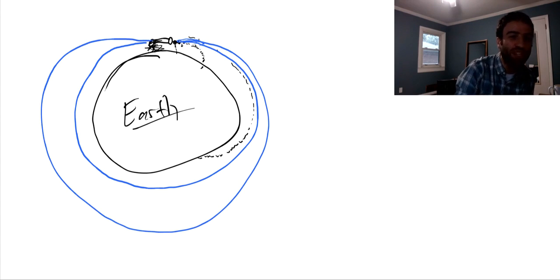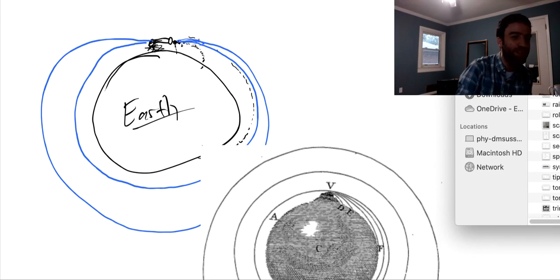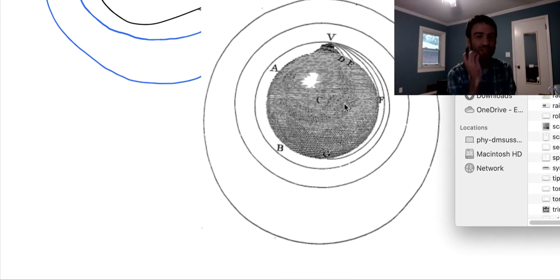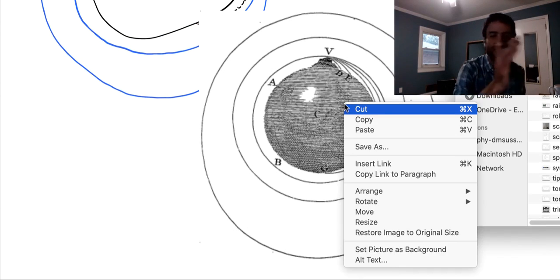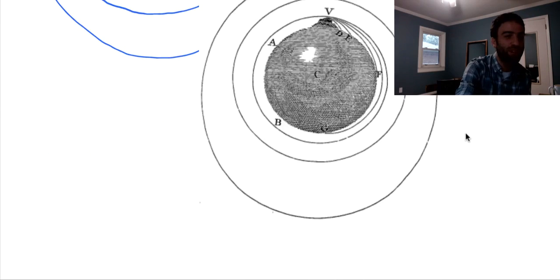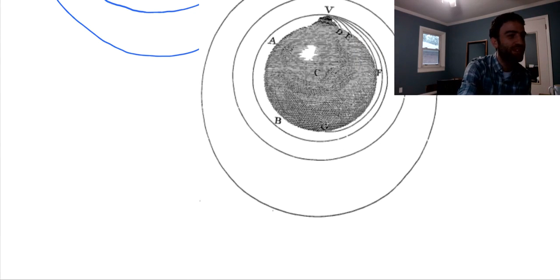This is meant to be an ellipse. I'm actually so bad at drawing that I might as well just drag in. This is Newton's original illustration, published posthumously, from like the 1720s or something. And so you can see what I've very terribly attempted to draw up above, as my computer seems to have crashed.